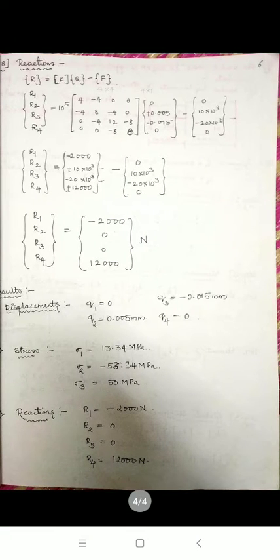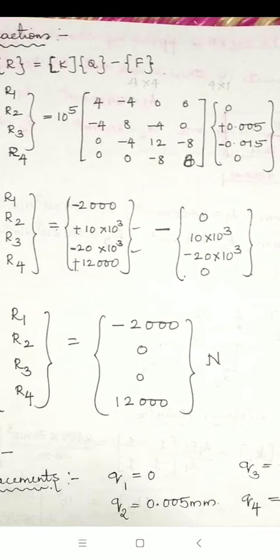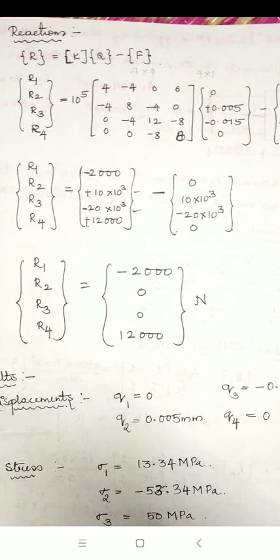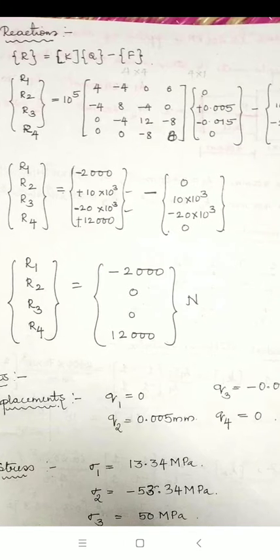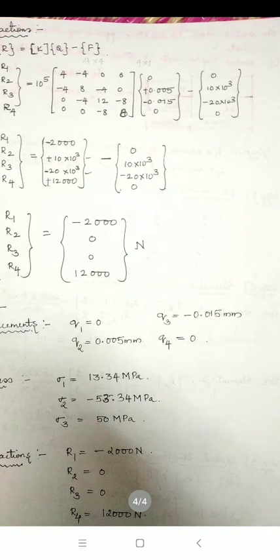Last part of the problem is finding the reactions. For that, the equation is like this: R equal to KQ minus F. R means reactions. K is the global stiffness matrix, that we know. Q is the displacement vector, minus F, the load vector. Substitute all the values and calculate this one.